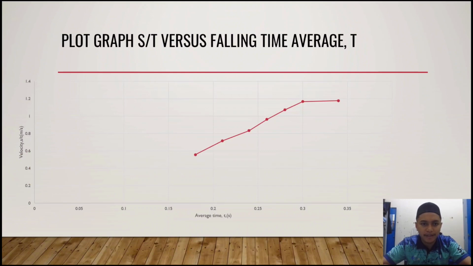As you see, this is the graph between velocity and average time. We can see that for the data we collect here, the gradient of the graph is increasing when the velocity increases. So the time will increase and then the gradient will increase.